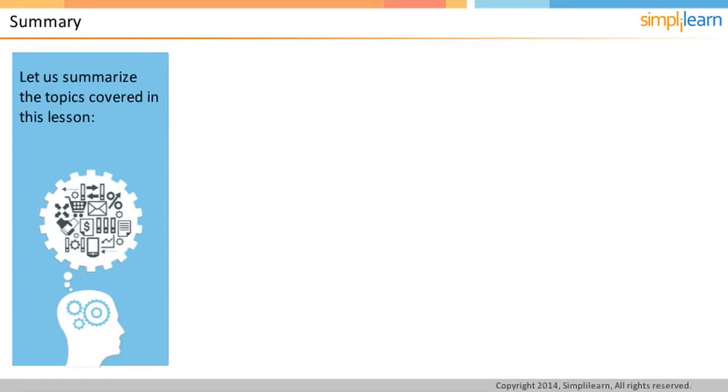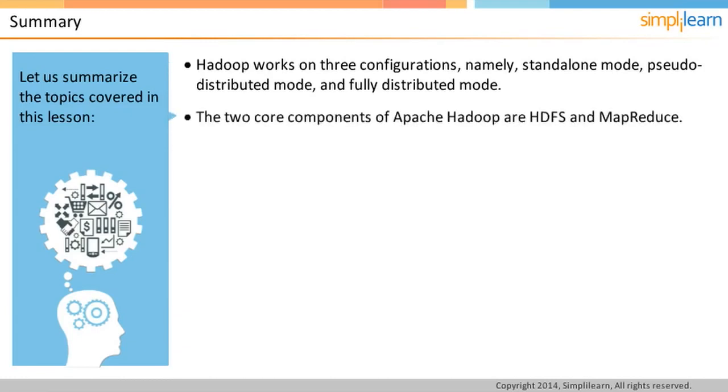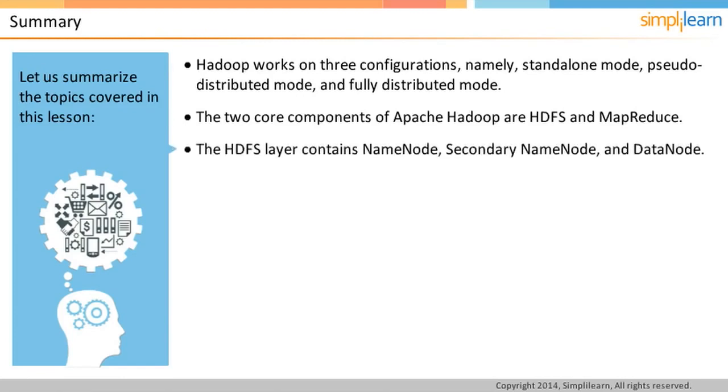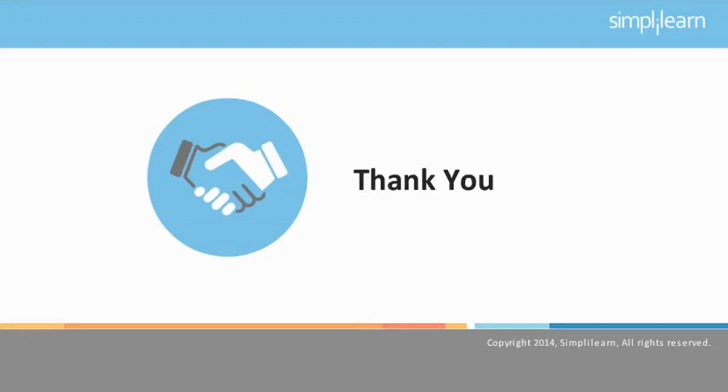Let us summarize the topics covered in this lesson. Hadoop works on 3 configurations, namely standalone mode, pseudo-distributed mode, and fully distributed mode. The 2 core components of Apache Hadoop are HDFS and MapReduce. The HDFS layer contains name node, secondary name node, and data node. HDFS can be used to handle big data sets with its inherent features of fault tolerance, high throughput, and streaming data access. In the next lesson, we will focus on Hadoop deployment.